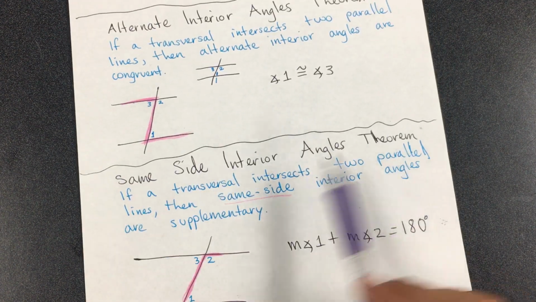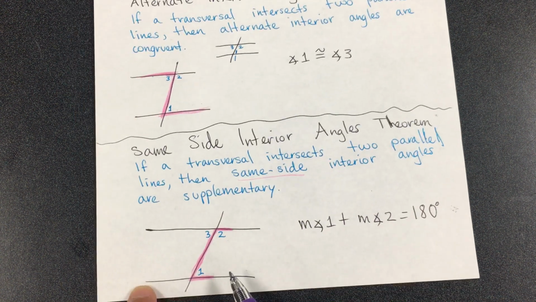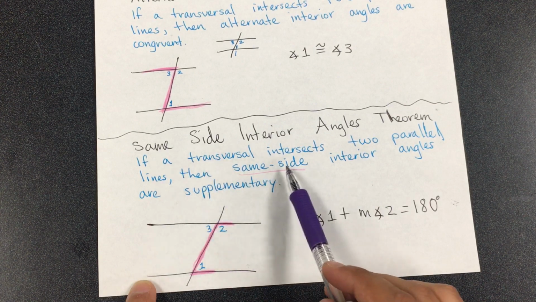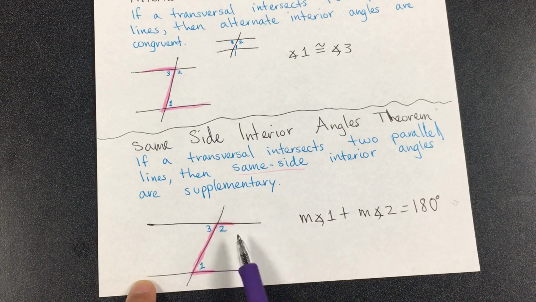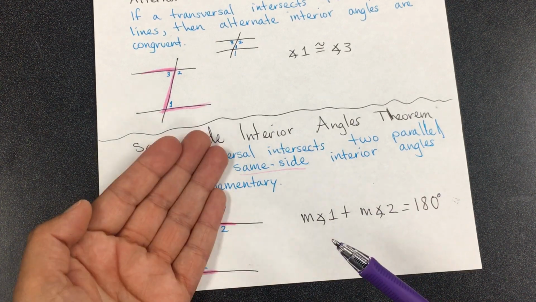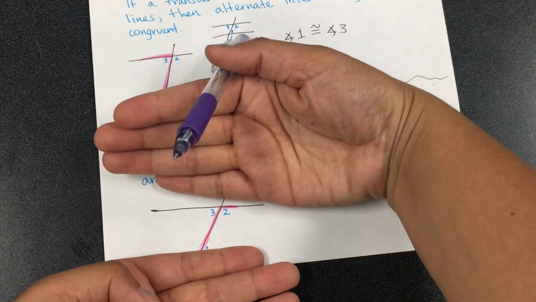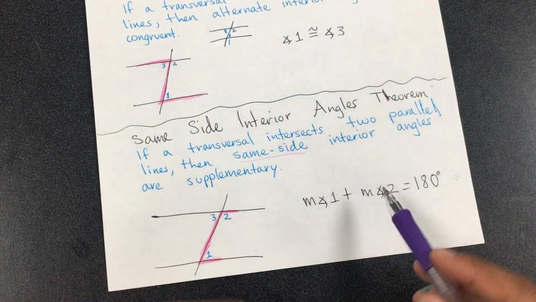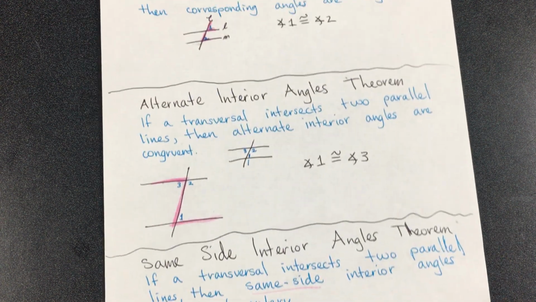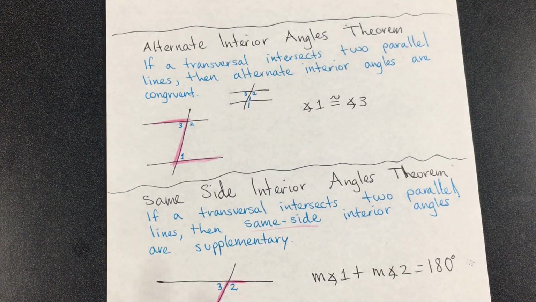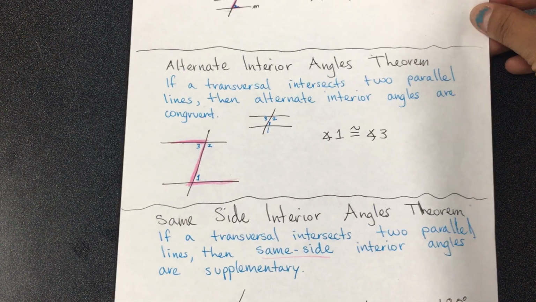Same side interior angles theorem. If a transversal intersects two parallel lines, so these are my two parallel lines, then same side interior angles are supplementary. So they're on the same side of the transversal. So angle 2 and 1 are on the same side of the transversal. And interior because they're inside of the parallel lines. So they are always going to add up to 180 degrees. So we need to remember this. I believe you saw this in the previous lesson, but we need this to be able to find angle measurements.